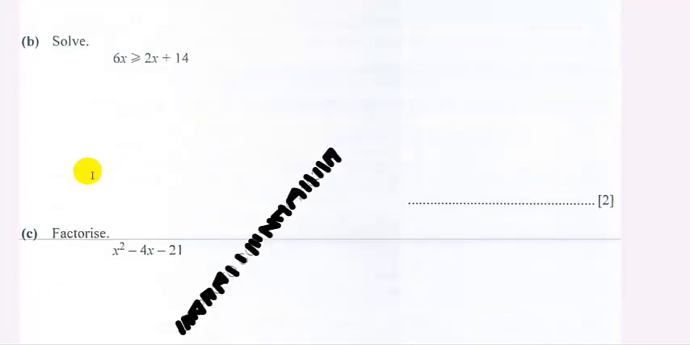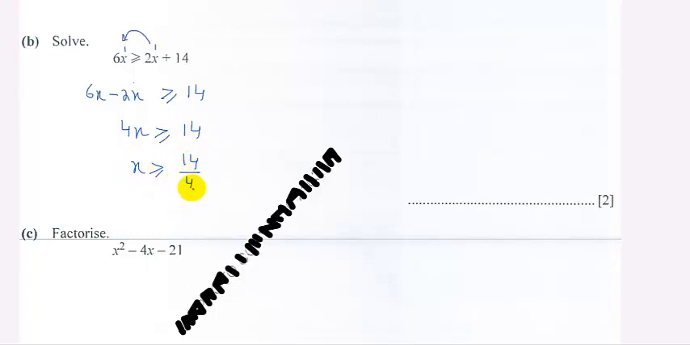Now we have an inequality. We have to solve the inequality. Here it is x power 1, x power 1, so this is a linear inequality. I will bring this over here, so x will be on one side. It is 4x greater than or equal to 14, and x is greater than or equal to 14 over 4.